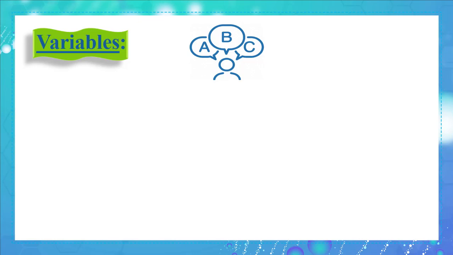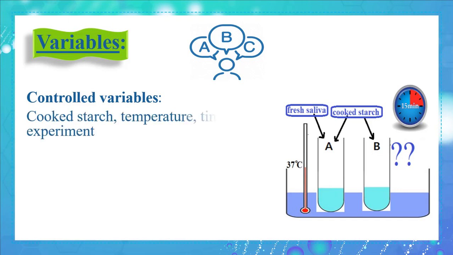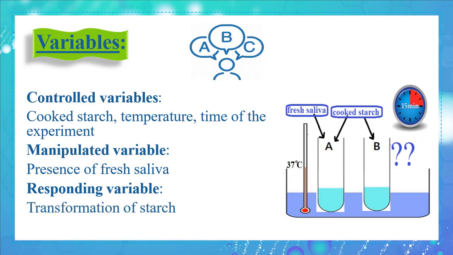We will now indicate the variables. Recall that the controlled variables are the variables that are common in both test tubes. These would be cooked starch, temperature, and the time of the experiment. While the manipulated variable is the variable that is present in one test tube and not present in the other. So the manipulated variable here would be the presence of fresh saliva. And the responding variable that is the result that we are waiting for, which is the transformation of starch.